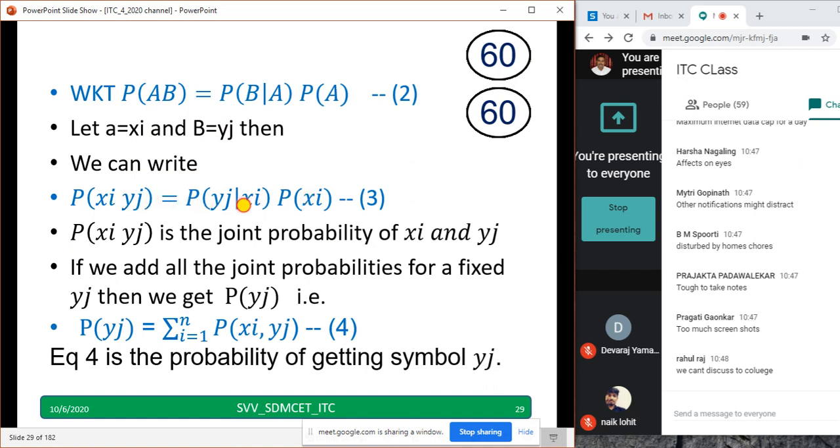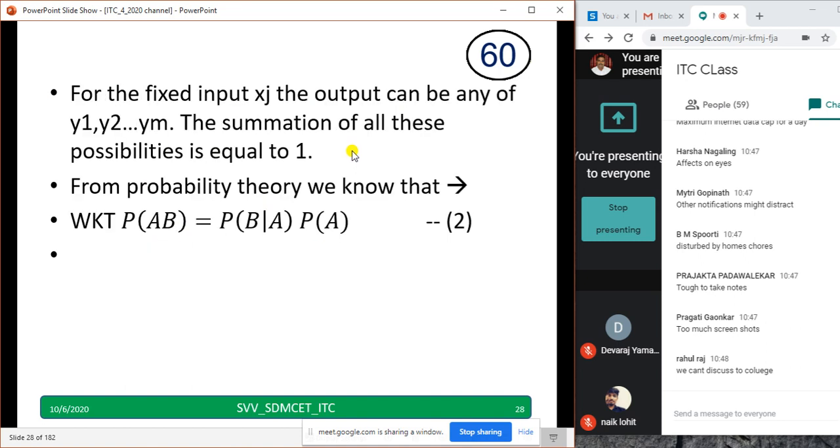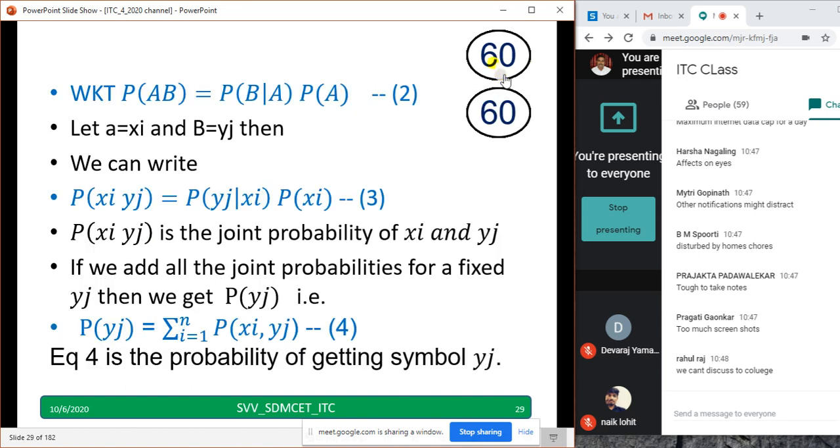Just copy down this. What I am doing: the probability of xi and yj is the joint probability of xi and yj. Here actually I am using AB, as in the previous chapter. If we add all the joint probabilities for the fixed yj, then we get the probability of yj. So copy down this equation. Equation number 2, which you have taken previously, is the same equation. So copy down equations number 2, 3 and 4, so that we can write a fifth equation.